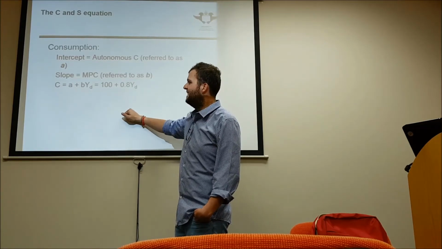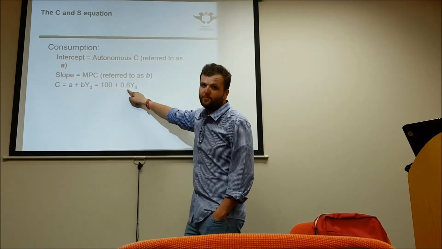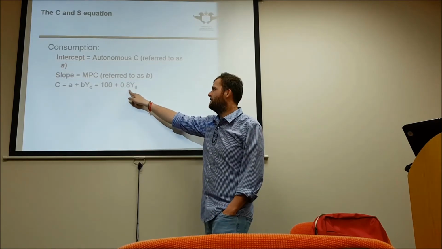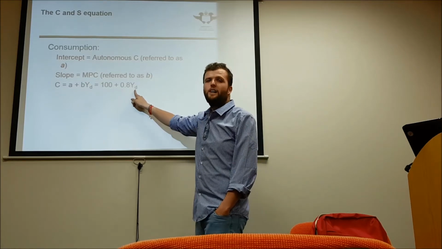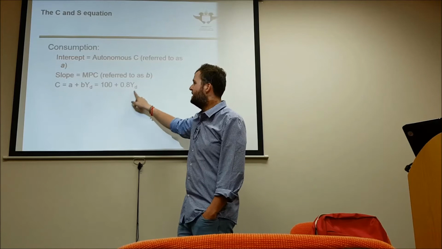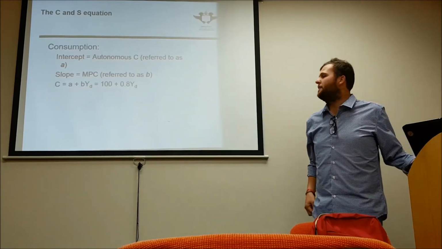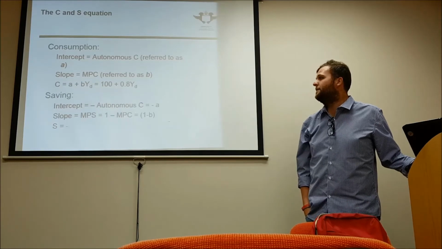Okay, so you take 100 plus 0.8 YD. So you can work out what his new consumption level is given a certain level of income. So if his income increases from 0 to 100, then you can take that value and work out his new consumption level. Okay, the savings diagram you don't have to worry about.